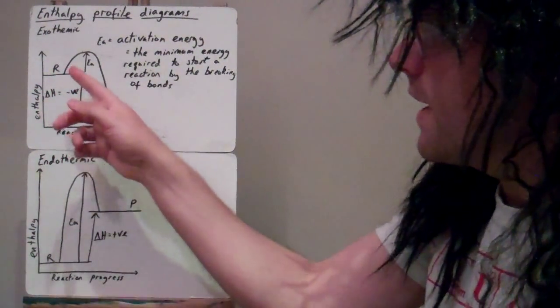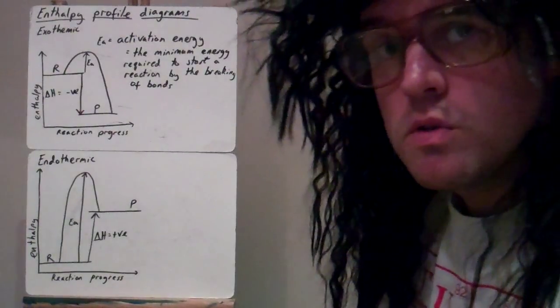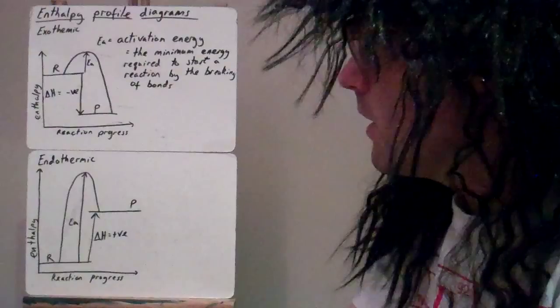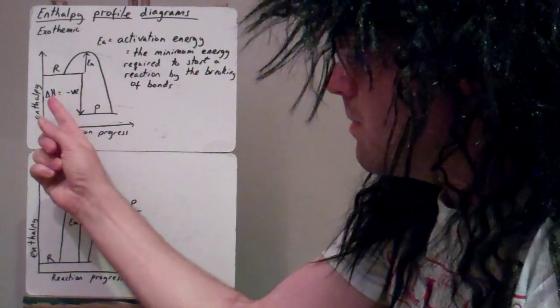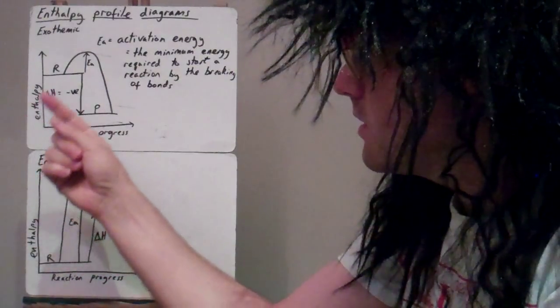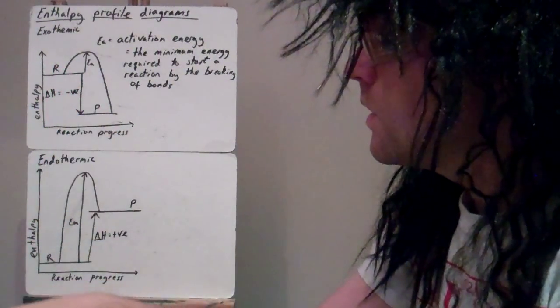Okay, so this one's an exothermic reaction. So as we saw before, exothermic reactions, delta H is negative. When you label delta H, it's always simply from the line for the reactants to the line of the products. Okay, so in this case it's negative, it's pointing downwards.